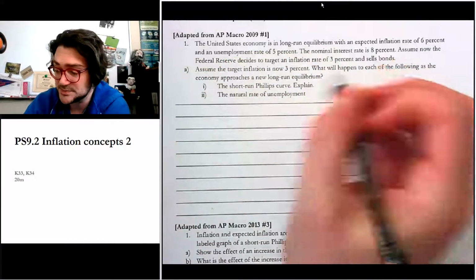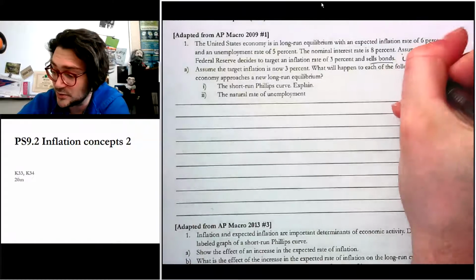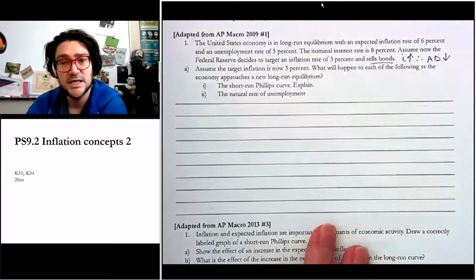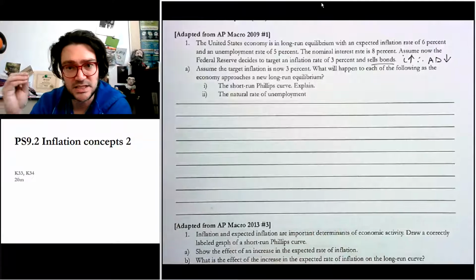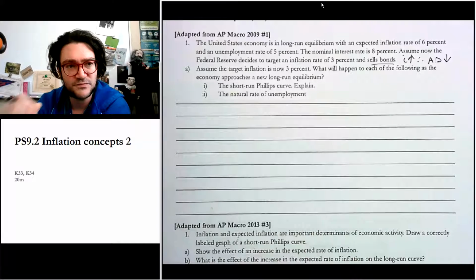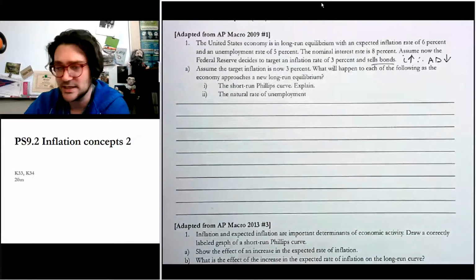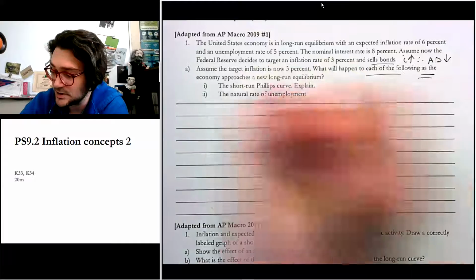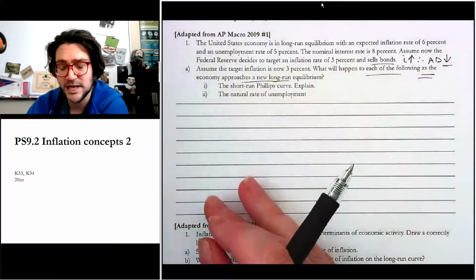They sold bonds right here, right? And that caused the interest rate to go up, and it caused aggregate demand to decrease, right? So that's what changed in this economy. And then they succeeded in that, and they got the inflation rate under control a little bit. So as they're getting to that point, what will happen to each of the following as the economy approaches this new long run point with lower aggregate demand?